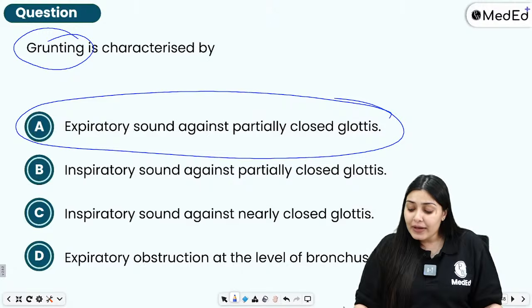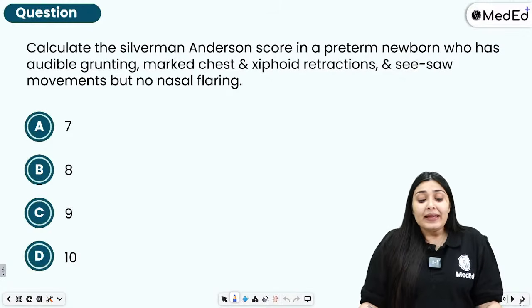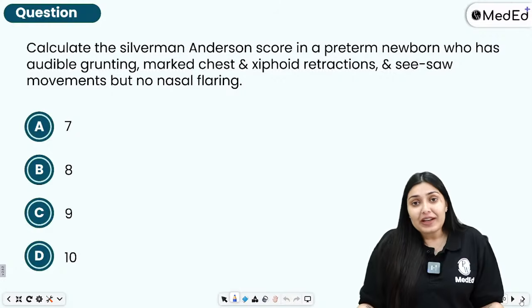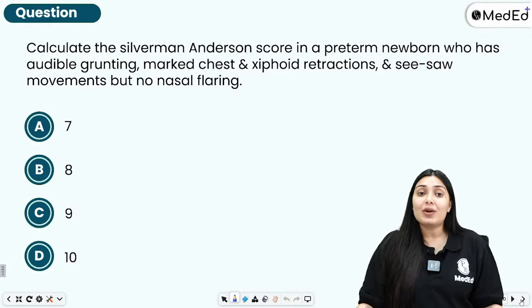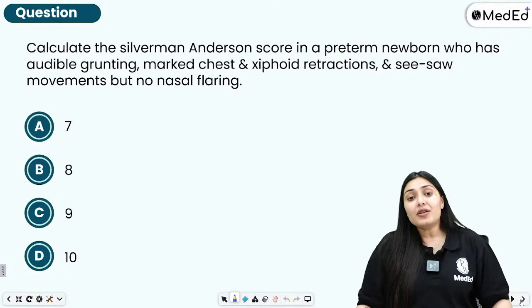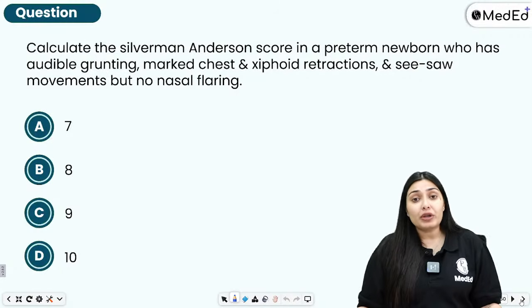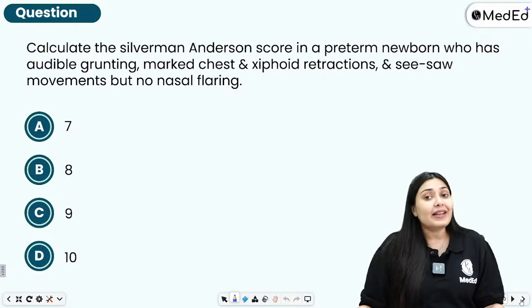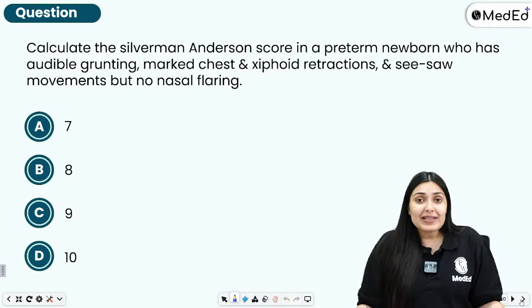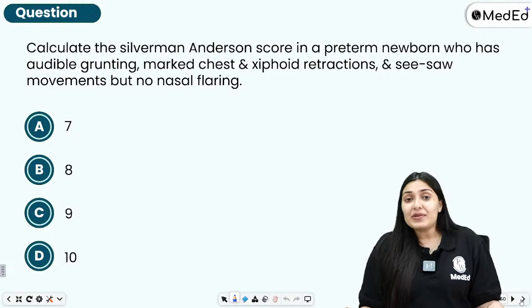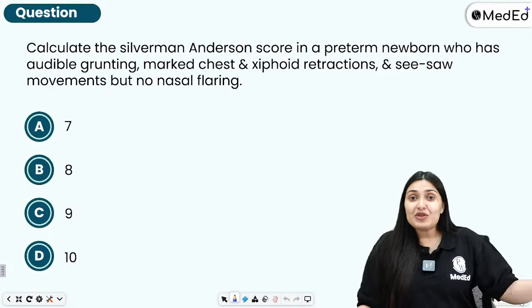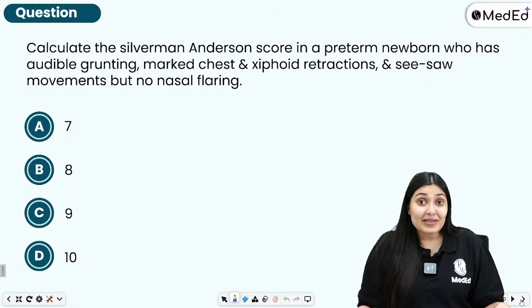Now let's move to the next question. Calculate the Silverman score in a preterm baby who has audible grunting, marked chest and xiphoid retractions, seesaw movements, but no nasal flaring. And the options we have are 7, 8, 9, 10. So this comes to important scores in neonatology. We were just discussing respiratory distress and grunting.